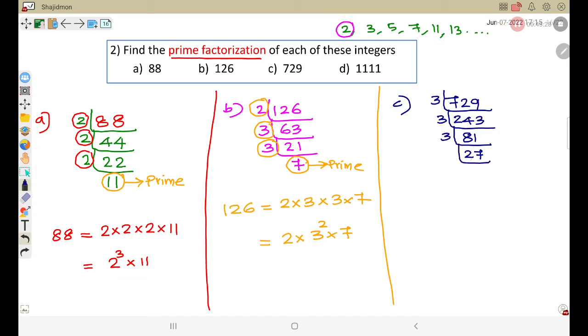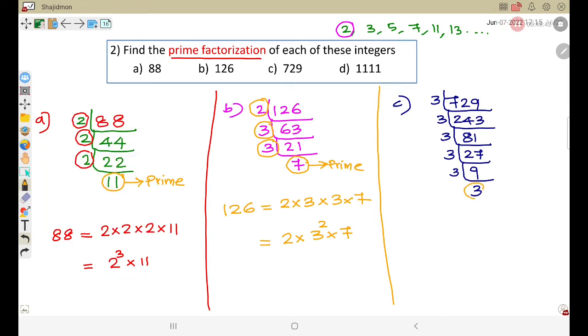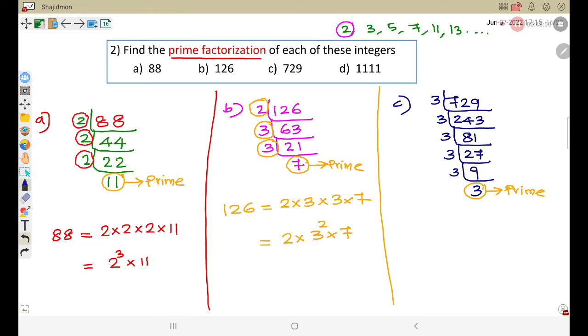Now 27 can be divided by 2? No. So we can divide by 3. How many times? 9. Now 9, can we divide by 2? No. So divide by 3. How many times? 3. Correct? Now, is 3 a prime number? Yes, it is a prime number. So we are stopping. Now we are writing the answer.